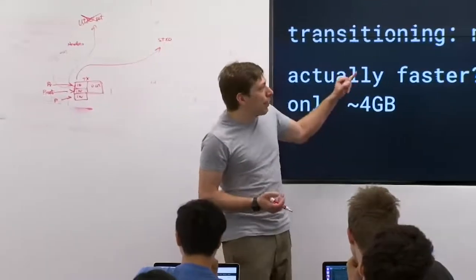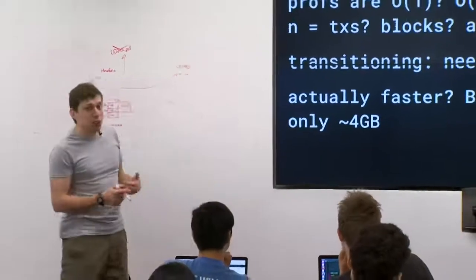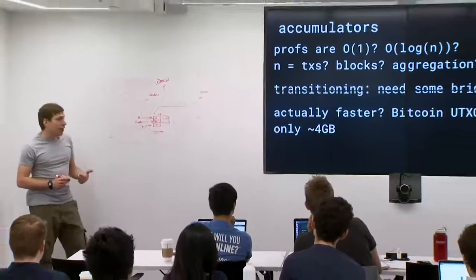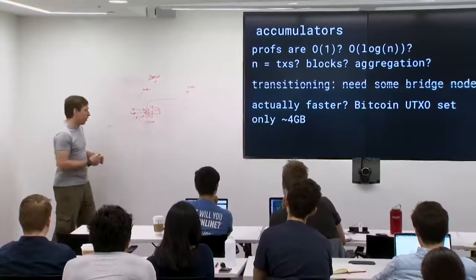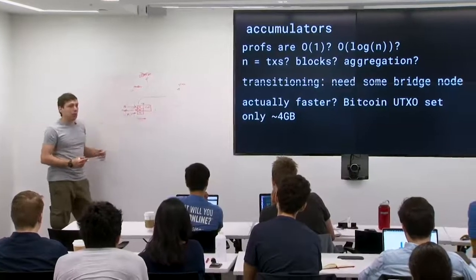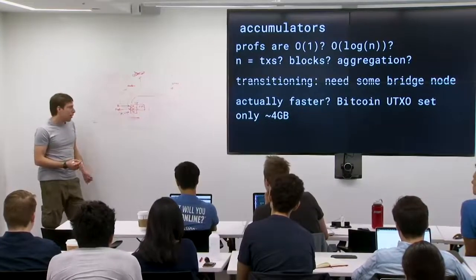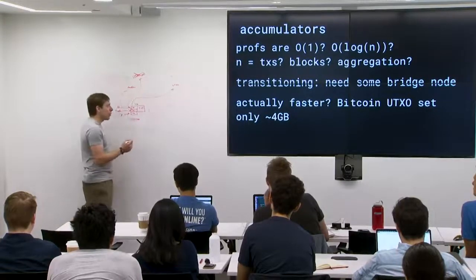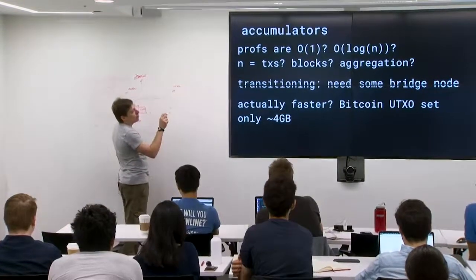So you're going to need some kind of transition, right? If you started from scratch and said, okay, the responsibility of every wallet is not just to keep your private keys and keep track of what your UTXO is, it's also to keep track of a proof so that when you want to spend it, you give it to someone else. If you started that way, great. But if you want to transition, what you're going to need is a bridge node.